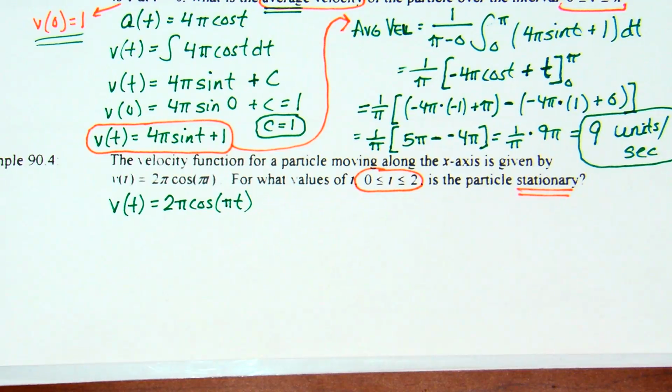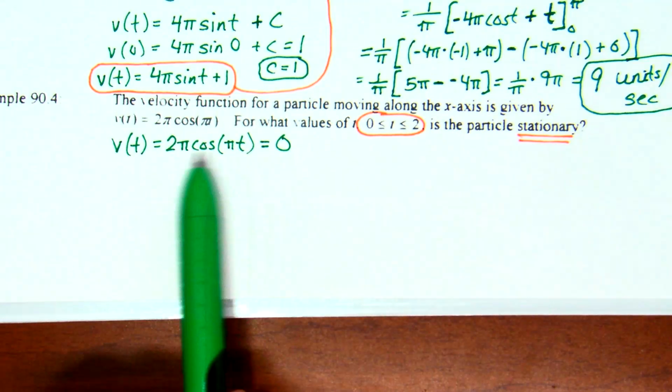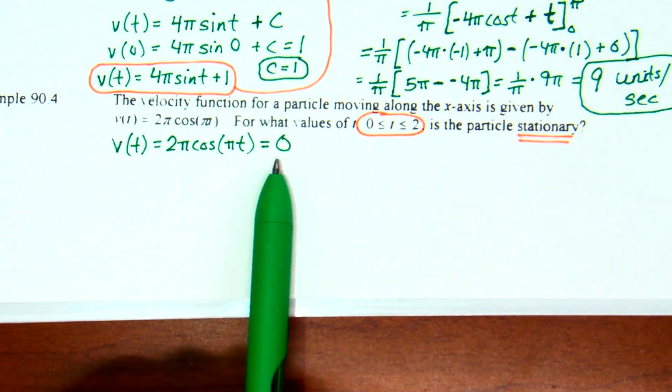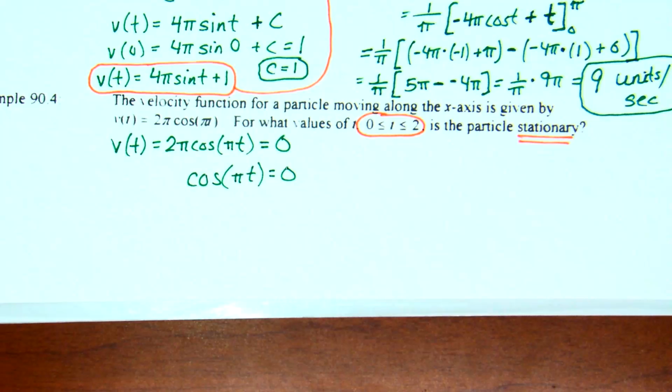Okay. The particle is stationary when the velocity is equal to 0. So that means I'm going to take this equation and set it equal to 0. So 2 pi cosine of pi t equals 0. We can divide the 2 pi out, just for confusion's sake. So really we're talking about when does cosine of pi t equal 0.